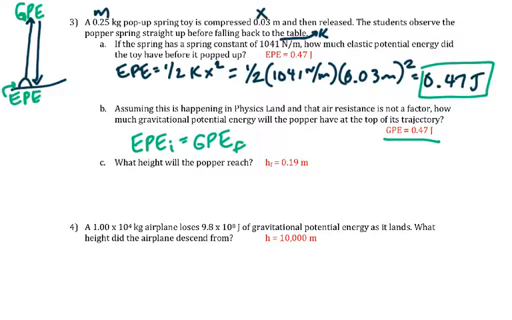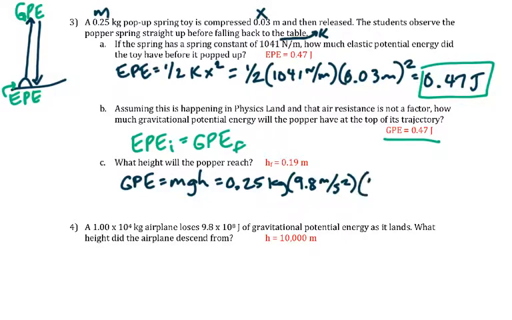And then the last part asks what height will the popper reach. So we want to choose the GPE formula because it deals with height. It's m times g times h. So the mass was given at the beginning, 0.25 kilograms. G, this popper's on the Earth, so that's 9.8. And then we're looking for the height. And the actual GPE amount we said was 0.47 joules.